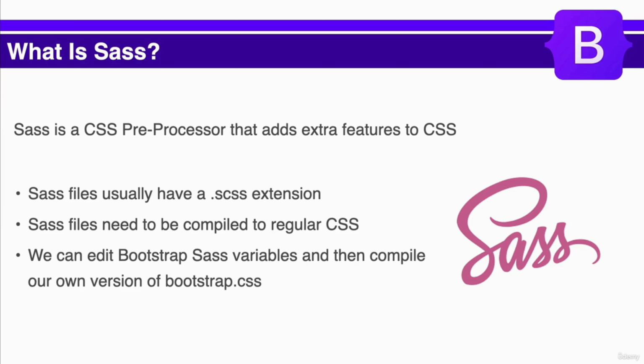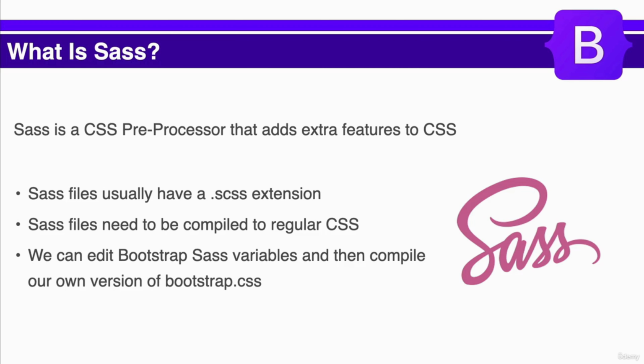But I just want to mention that Sass files usually have a .scss extension. They can also have a .sass extension, but SCSS is more common. That's what we'll be using. Sass files need to be compiled to regular CSS, and there's many ways to do that. I'm going to go over some of the different ways in a minute. We can edit Bootstrap Sass variables and then compile our own version of Bootstrap CSS, which I've already mentioned.